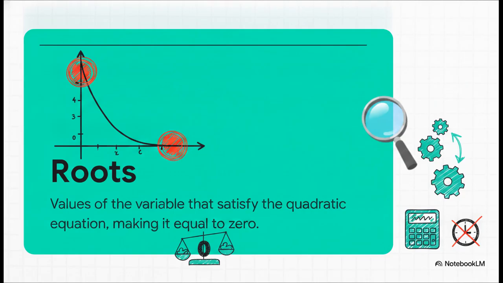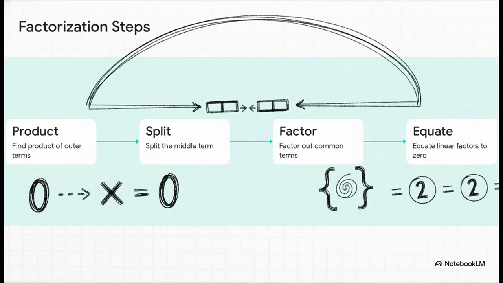Now, guessing these values just takes way too long. So let's look at the proper logical methods. Let's look at factorization first. The core principle here is beautifully simple. If the product of two numbers is 0, at least one of them must be 0, right? So we find the product of the outer terms, split the middle term, factor out the common terms, and then we simply equate those linear factors to 0.